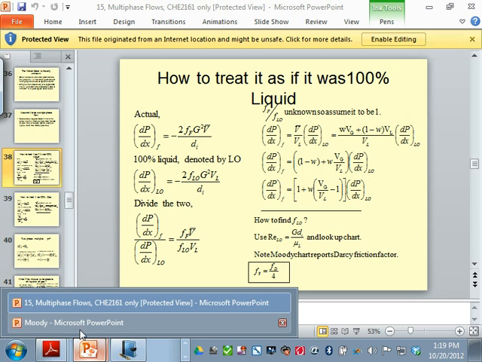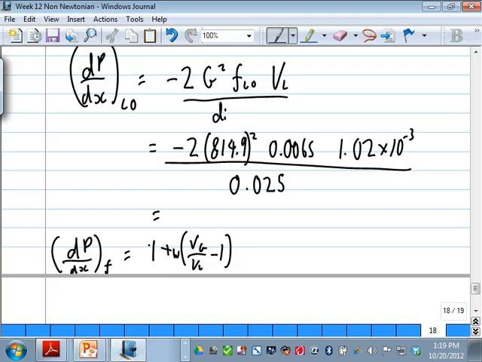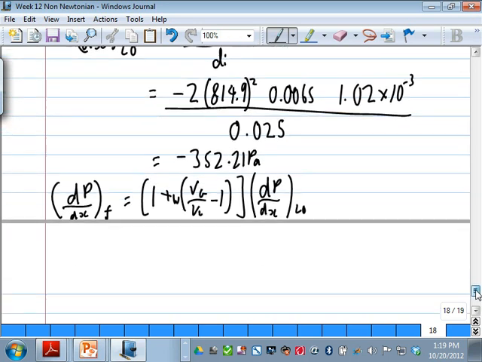W. There's a W here. All right, multiply by dP on dx, liquid only. What's the answer? Yes, it's negative. Pressure drops. Negative 352.21 Pascal. Okay.